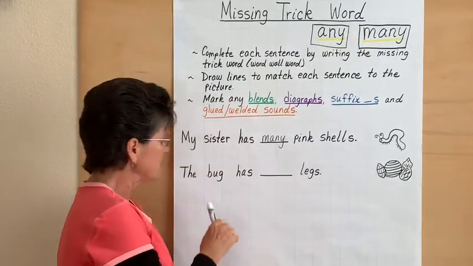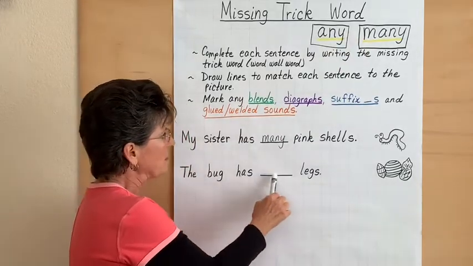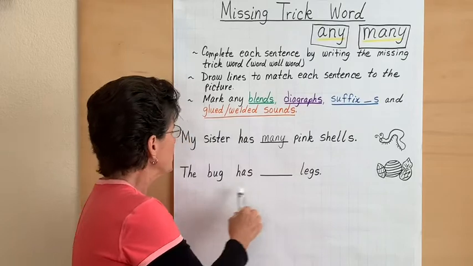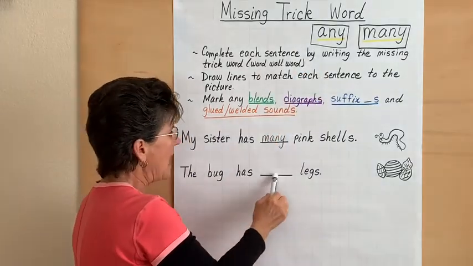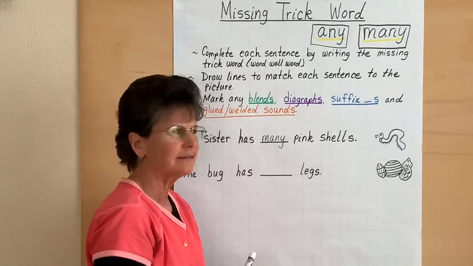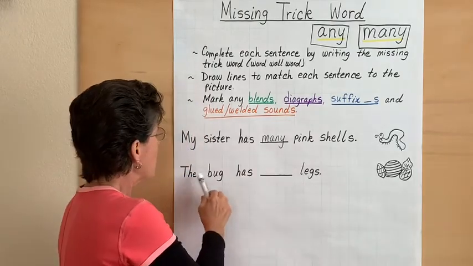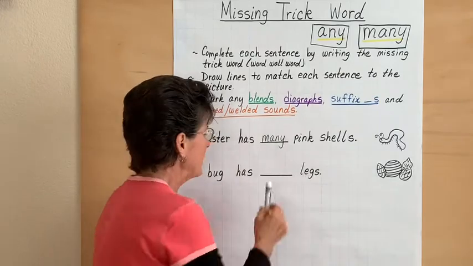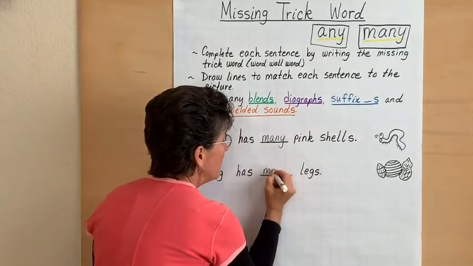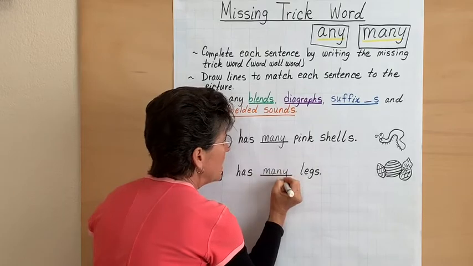The next sentence says, "The bug has blank legs." So I'm going to try again. I'm going to try "any" first. "The bug has any legs?" No, I don't think so. "The bug has many legs." That makes sense. So again, I'm going to go ahead and put in "many."